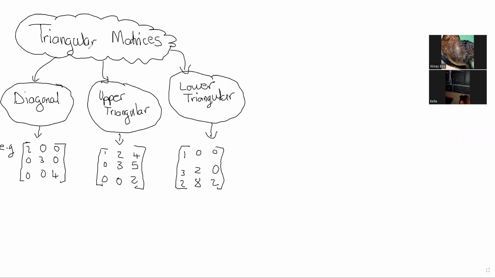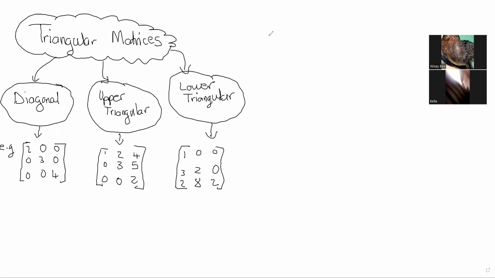So yeah, we're gonna start with triangular matrices, and then we're gonna move on to determinants with Cramer's rule. So with triangular matrices, we have three types.